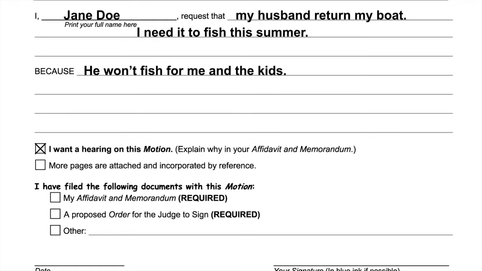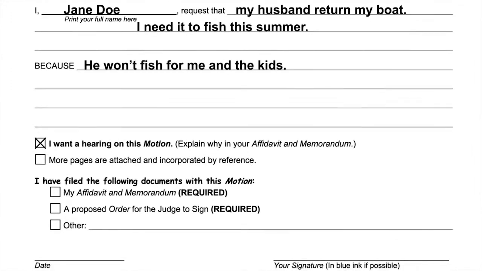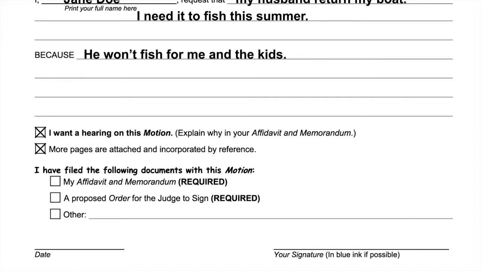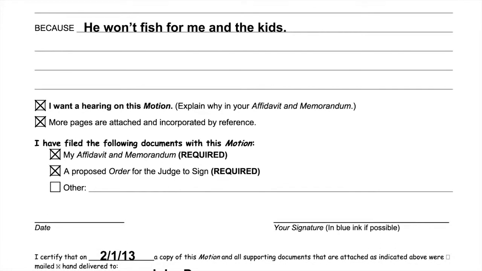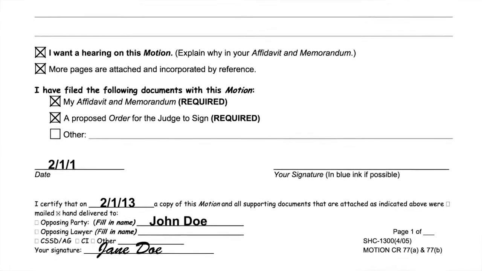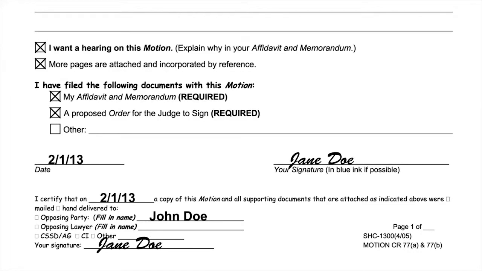Check this space if you want a hearing on the motion. That is, if you want to appear in court to argue your motion in front of the judge. Check this space if you're including additional pages with the motion. These boxes are reminders of the other 2 forms that you are required to file with this motion. Here you sign and date the form when you complete it.